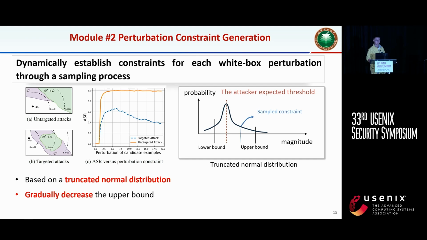We have the perturbation constraint generation module as the second module. In this module, we dynamically sample constraints based on a truncated normal distribution, as this distribution can avoid selecting extreme values. And upon selecting a successful example, the upper bound is gradually adjusted to ensure continuous generation of smaller transferable perturbations.